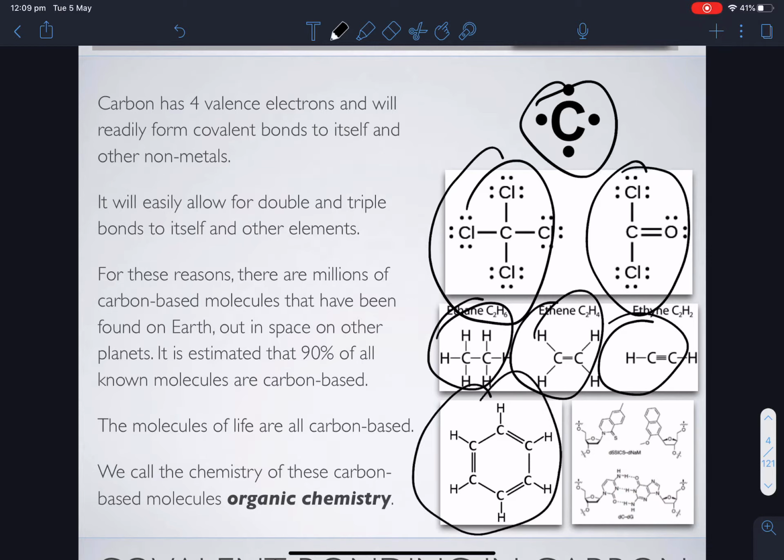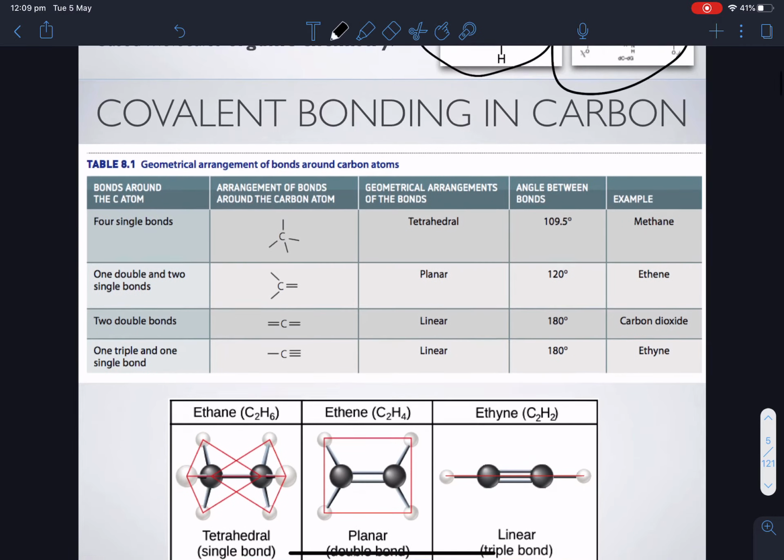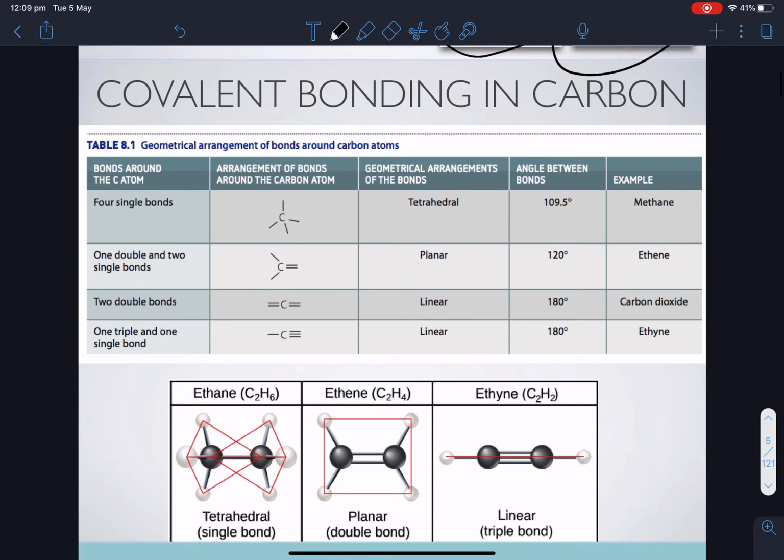We've got this ring-like structure that's called benzene. And we've got multiple ring-like structures and all this crazy stuff happening, like complex life stuff. So it gets quite complex is the word. That's good. Good word there. So, covalent bonding in carbon.